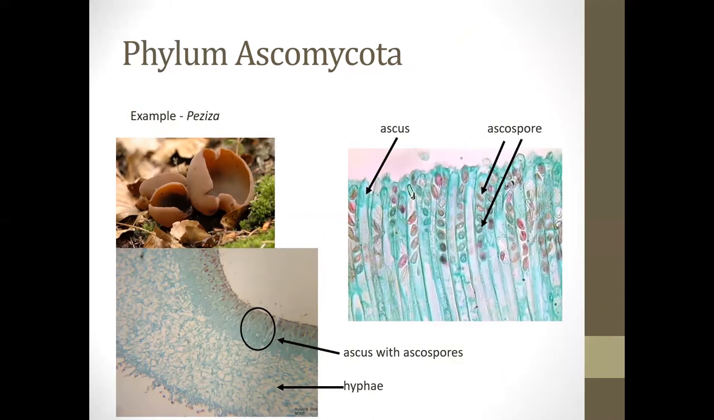All right, so here are some cross sections under a microscope of these cup fungi. If you look towards the tip of the cup, you'll see these asci, or ascus for singular. And when you zoom in, you'll see the 8 ascospores that are inside this ascus, which is the sac. Now, sometimes you'll see the spores before they divide through mitosis, where you only have 4, and sometimes you'll see them after mitosis, where you have 8.